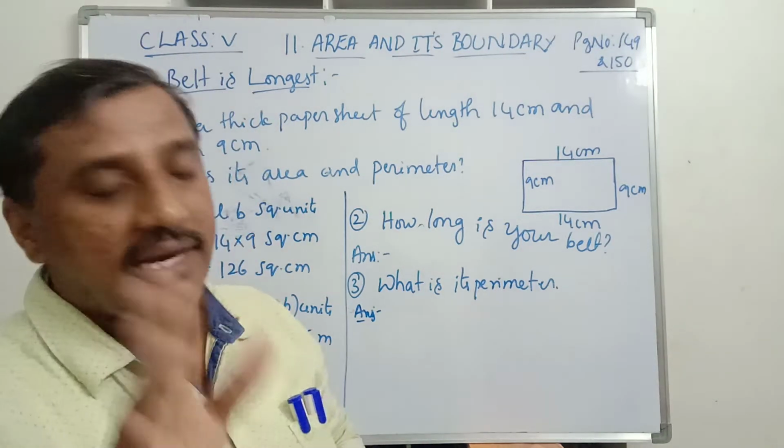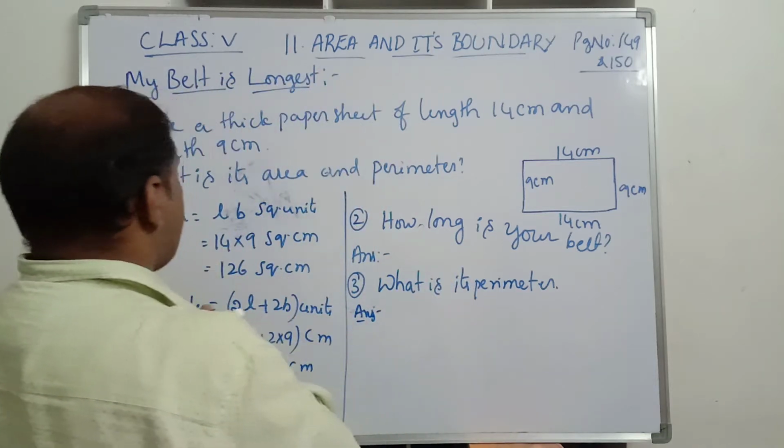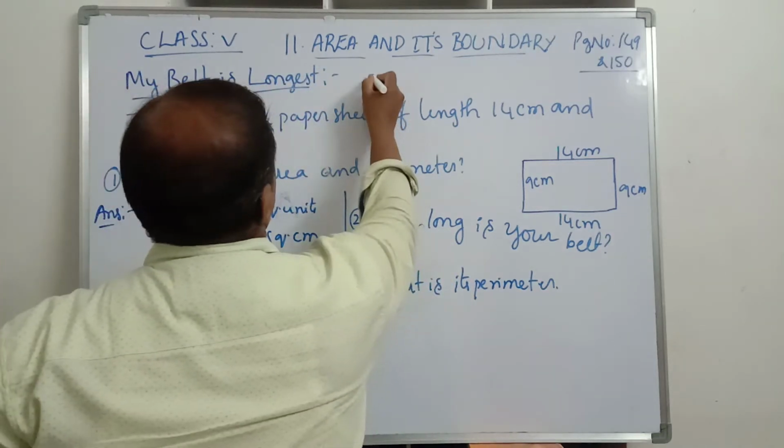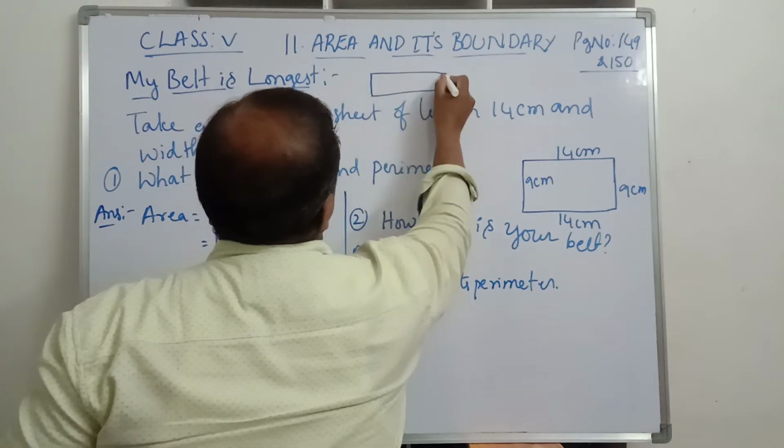How long is your belt? So what is the length of my belt? So I made it like this. I am drawing here. This is one strip. This is one strip.